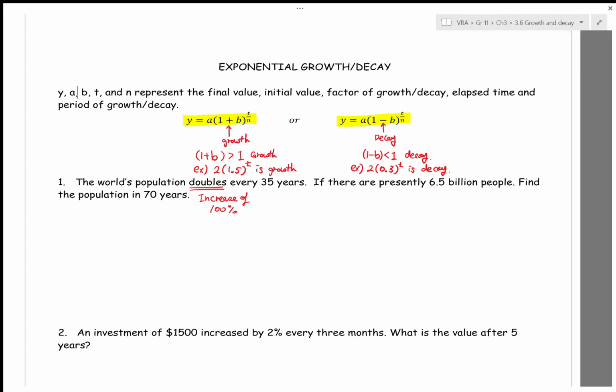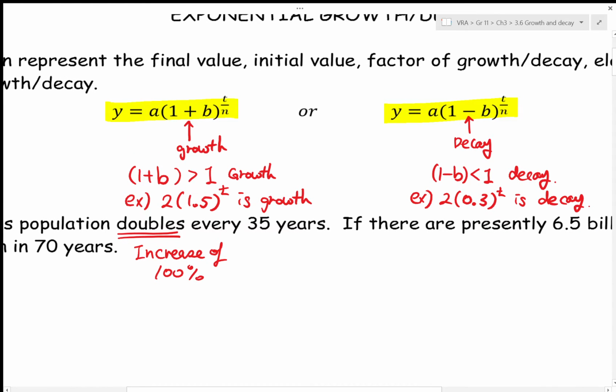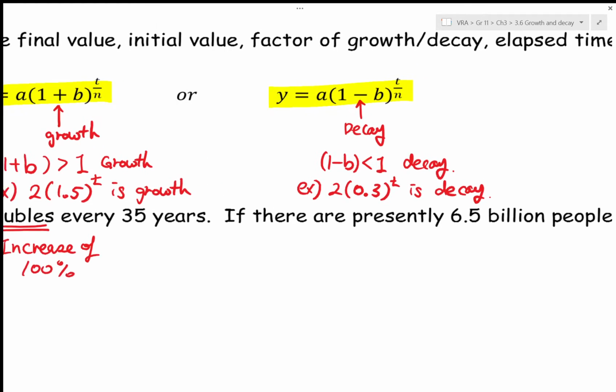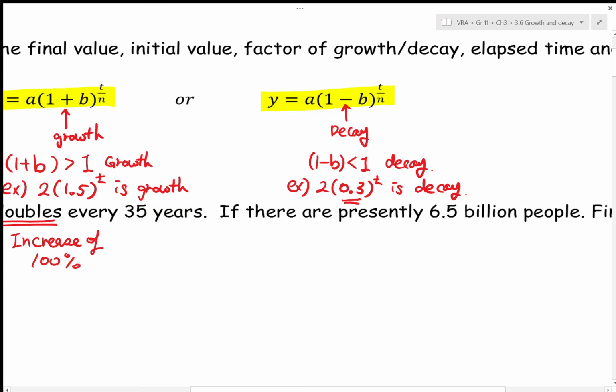Now, before that, one thing that I have to make sure is this. If you have 1 plus b, so what's inside of the bracket, if that is greater than 1, so for example, like here, 1.5, then it is growth, because every time your value increases by that much. On the other hand, if you have less than 1, so for example, in this case 0.3, then it means that you're decreasing because every time your value becomes 0.3 of what's previous, okay?